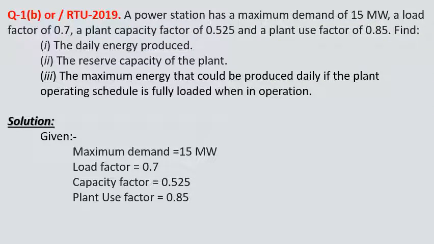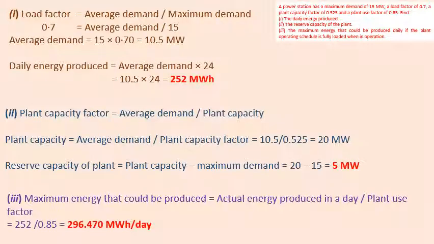So the given data in this question is: maximum demand is 15 megawatt, load factor is 0.7, plant capacity factor is 0.525, and plant use factor is 0.85. In the next couple of slides we will see how to solve this question. The question is given here also.